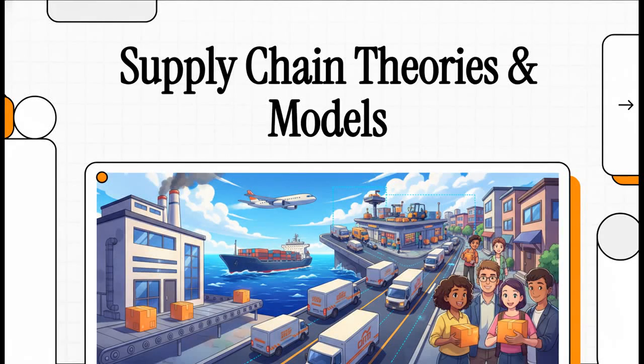Have you ever really stopped to think about how that thing you ordered online gets from a factory, maybe halfway across the world, all the way to your front door? It's not magic. It's this incredibly complex, kind of hidden system called a supply chain. Today, we're going to pull back that curtain and show you the core ideas that make it all tick.